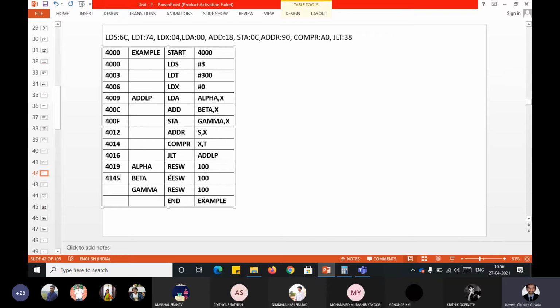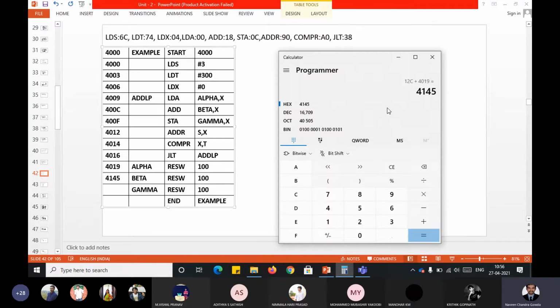Again it is beta reserve word 100. As usual, 100 into 3 is 300, but that 300 is in decimal. Convert that to hexadecimal. When you convert that to hexadecimal, you will get 12C.